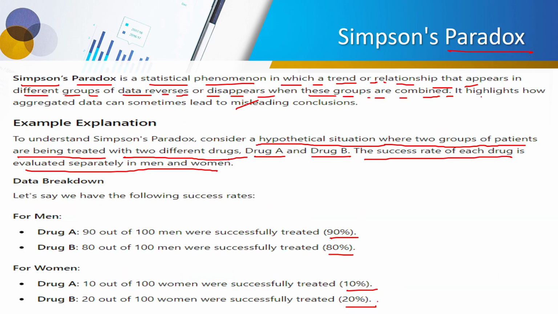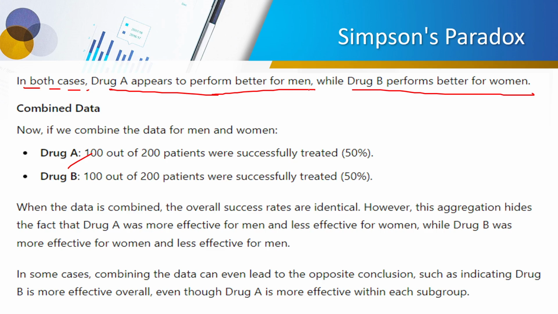Okay, yes. So drug A appears to perform better for men while drug B performs better for women. But now what happened when we combined both? Drug A: 100 out of 200 patients were successfully treated, so the success rate becomes 50%. And for drug B, 100 out of 200 patients, again that becomes 50%.